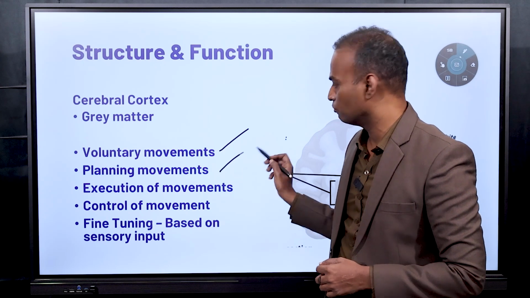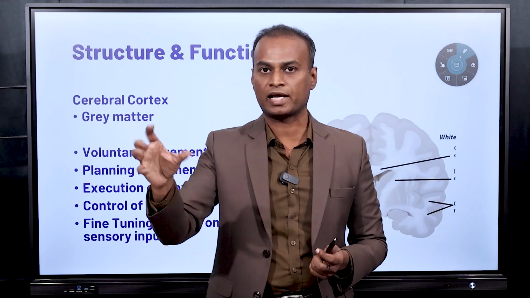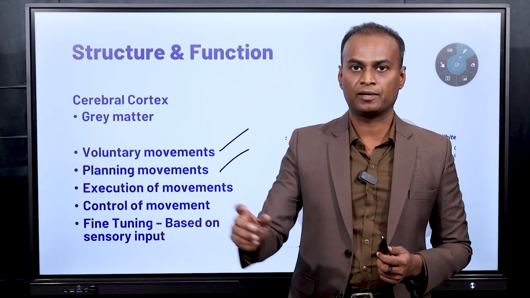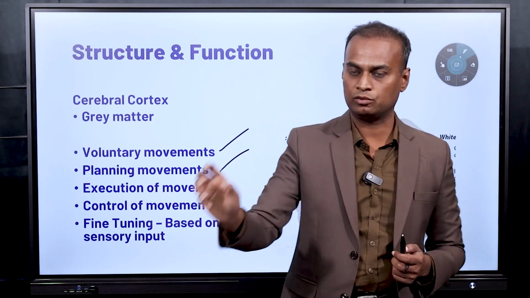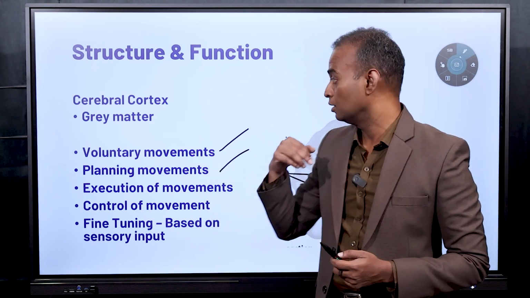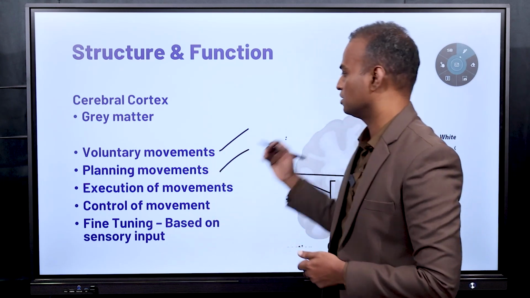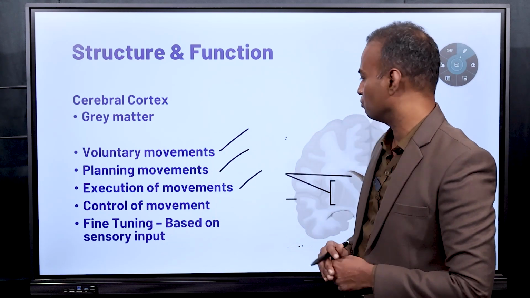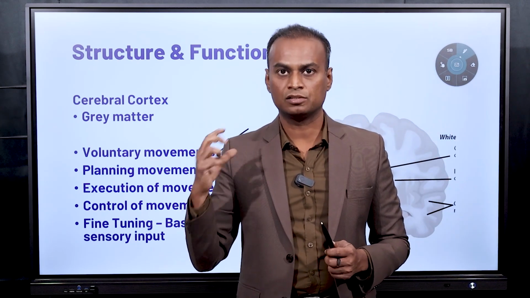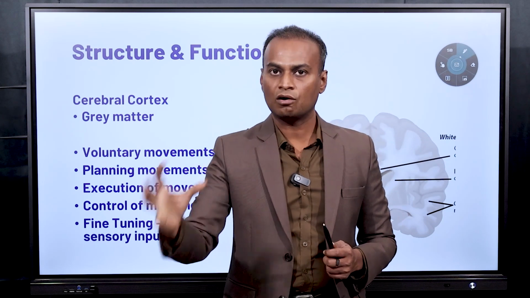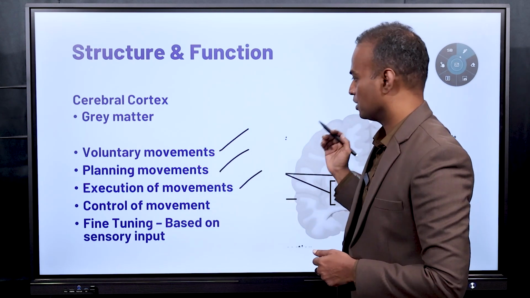And also planning of the movements. For example, I want to take a pen. I need to plan it in my brain. Even though you don't think, you have to plan. I need to put my hand here and pick up the pen. Even that planning is done by this cerebral cortex. And execution of movements. Once you plan, you have to execute, contract certain muscles, relax certain muscles. All this execution is done by cerebral cortex.